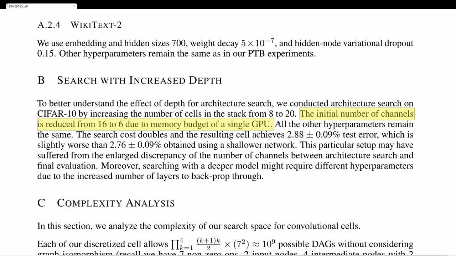The search cost doubles and the resulting architecture achieves 2.88 ± 0.09 test error, which is slightly worse than 2.76 obtained using a shallower network. This particular setup may have suffered from enlarged discrepancy of the number of channels between architecture search and final evaluation. Moreover, searching with a deeper model might require different hyperparameters due to the increased number of layers to backprop through. Okay, interesting.